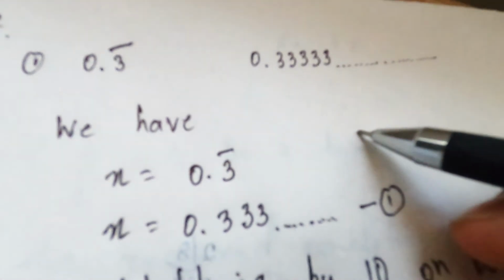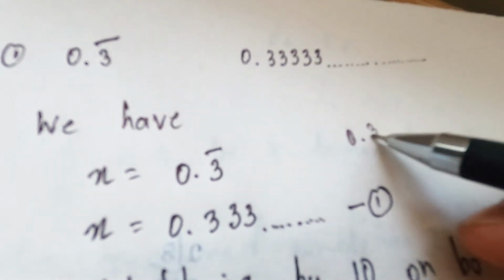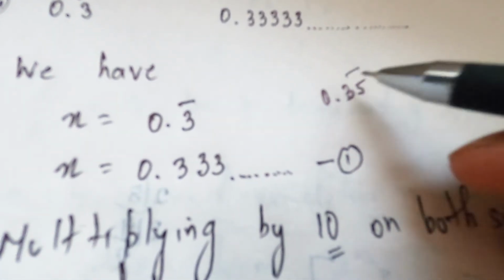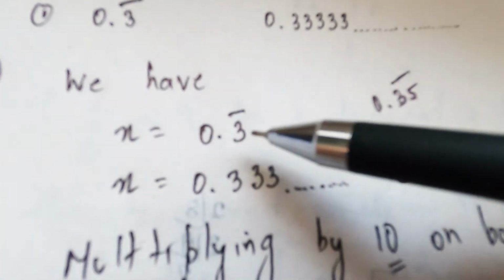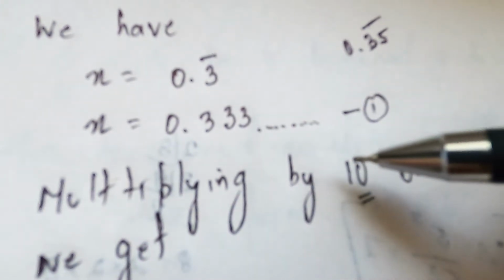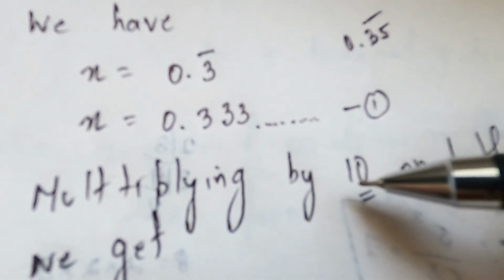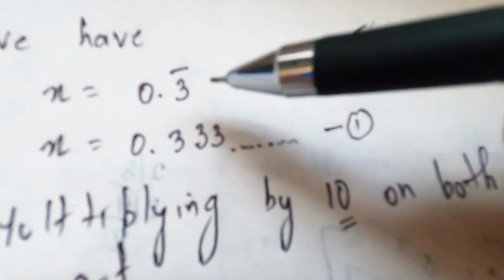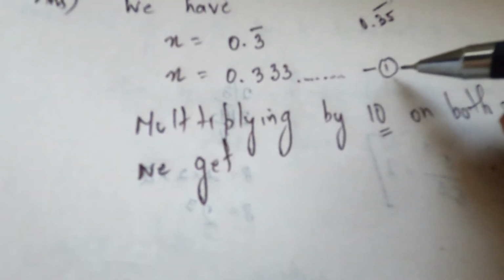In case it is like 0.35 with a bar, it means that there are two numbers which are repeating, so it will be multiplied by 100. But in this case only one number is repeating, therefore we are multiplying by 10. So if the repeating part has 2 digits, we will multiply by 100, otherwise if it is 1 digit, we will multiply by 10.